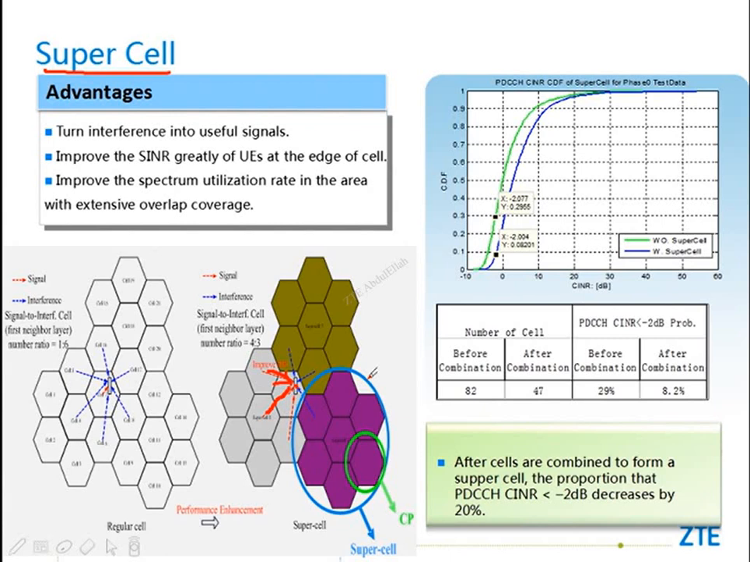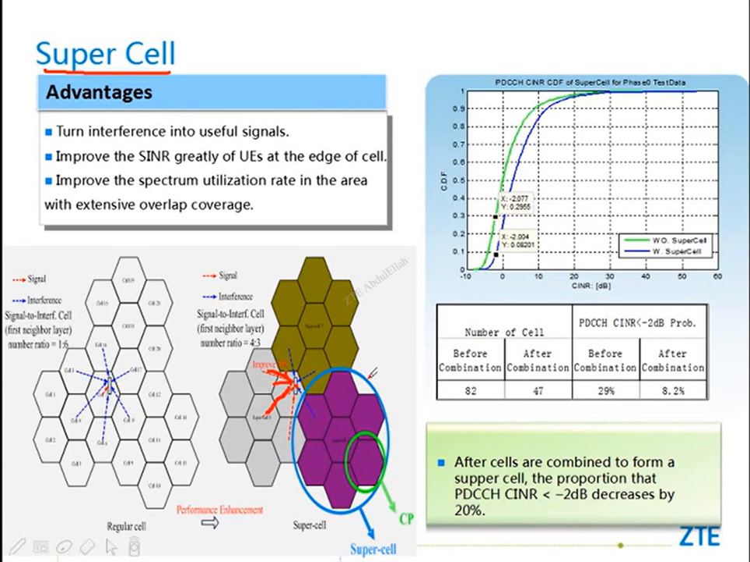But remember, if you use supercell, then it's not good for the network capacity. For example, before you have 2 cells, then the capacity is the capacity of 2 cells, but you combine into 1 cell. Now you only have 1 cell. Okay, so enabling supercell is good for reducing the interference, but not good for the capacity.